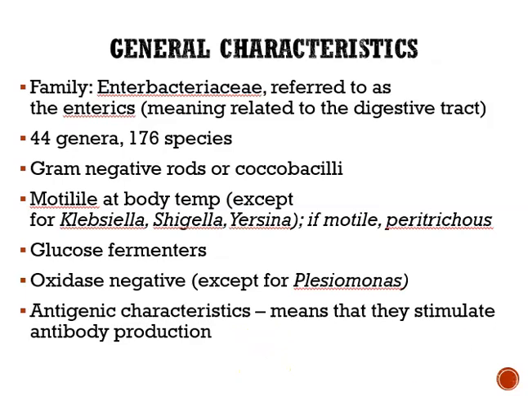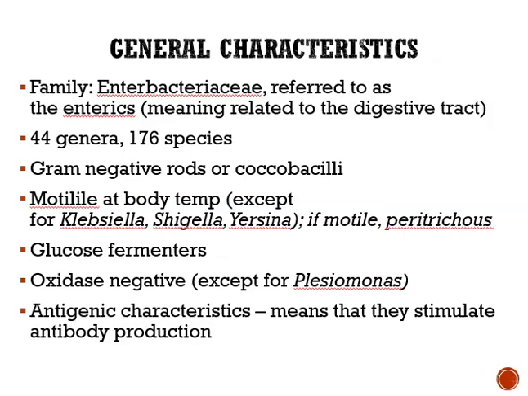Okay, so general characteristics, and again, this is this group of organisms in the family Enterobacteriaceae. These are characteristics that would be found in all or most of these organisms. The family is Enterobacteriaceae. This includes 44 genera and 176 species, and they're often referred to collectively as the enterics, meaning that they are of or related to the digestive tract. They are all either gram-negative rods or coccobacilli.